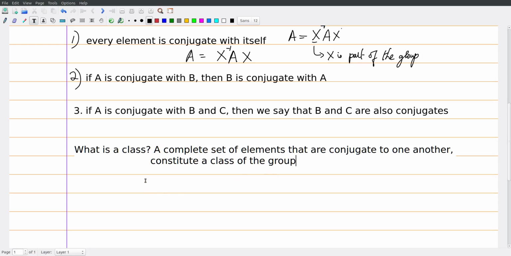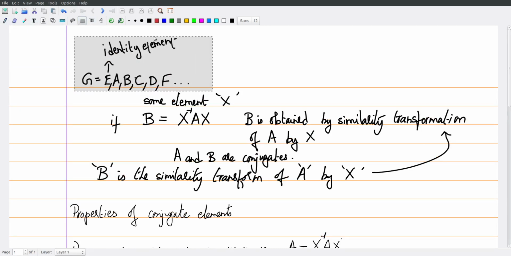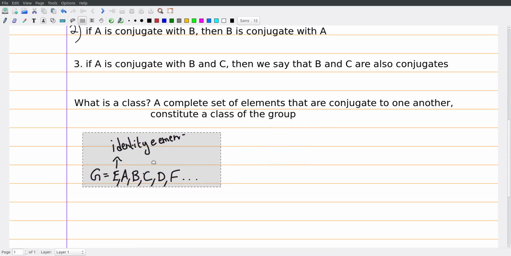Okay, so what does this mean? Let's take the above example itself. Now if we do a similarity transformation, let's take B and let's say we are doing a similarity transformation with D, and let's say we get F. And so we say that B and F are conjugate elements or conjugates, right?